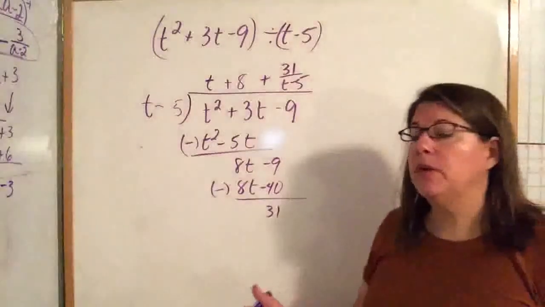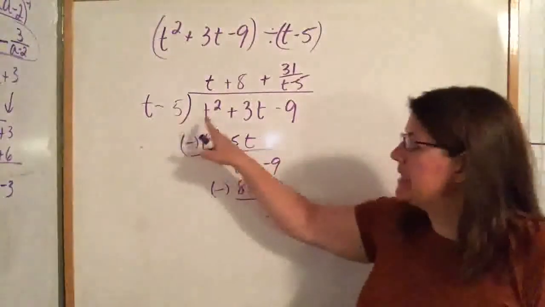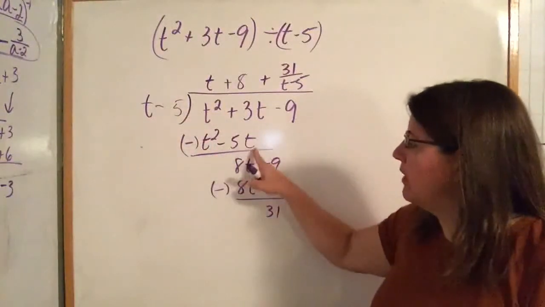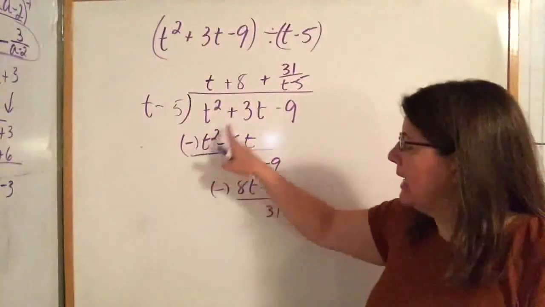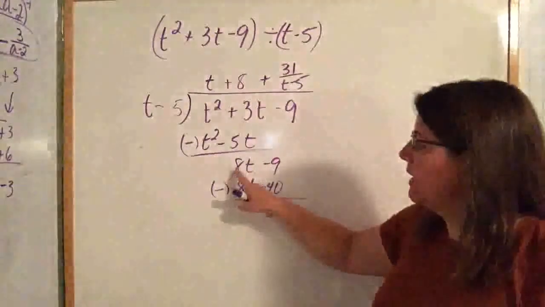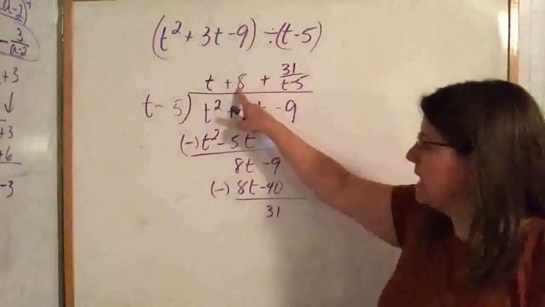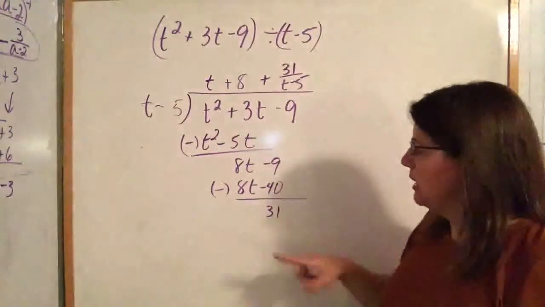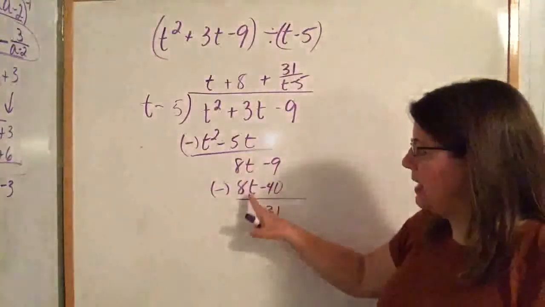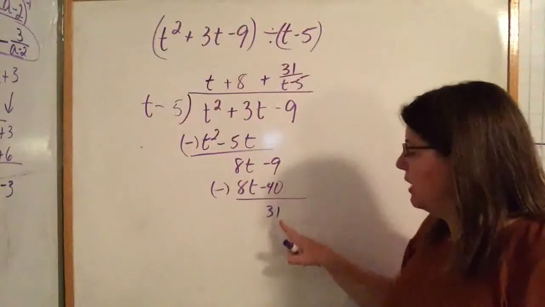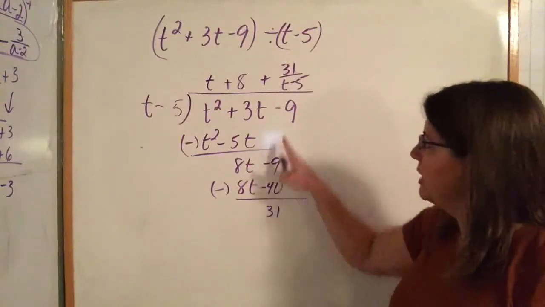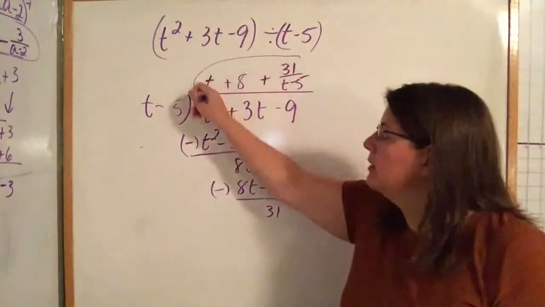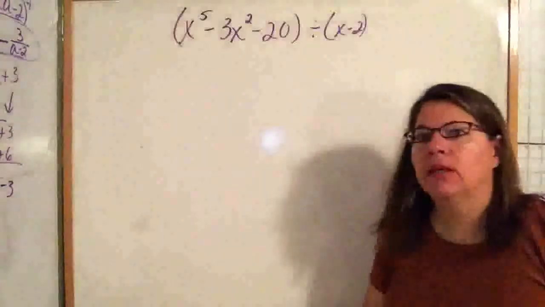Okay, so for this one, I'll take t into t squared. It goes t times. When I distribute, I get t squared minus 5t. When I subtract, I end up with 8t. Then t goes into 8t plus 8 times. I distribute, get 8t minus 40. I subtract. The 8t's cancel. Negative 9 plus 40 is 31. So I end up with a remainder of 31. So it's plus 31 over t minus 5. Leaving me with this answer.